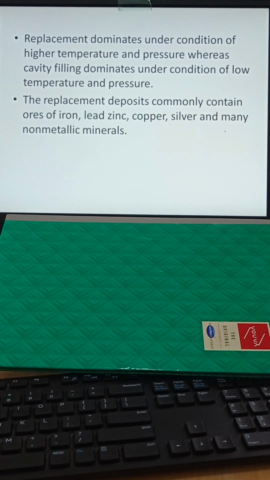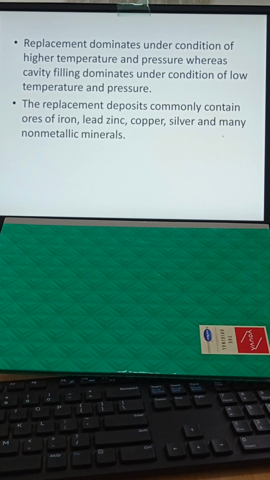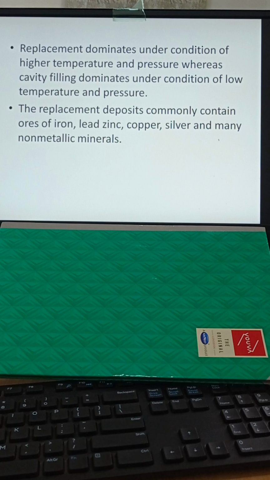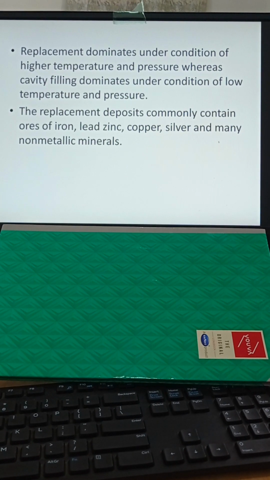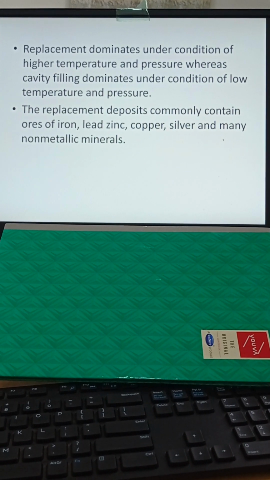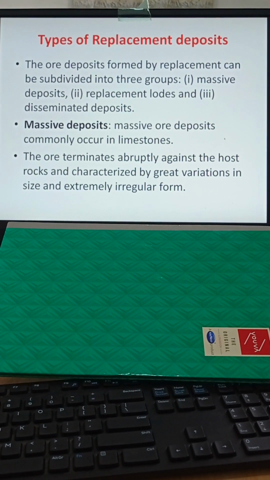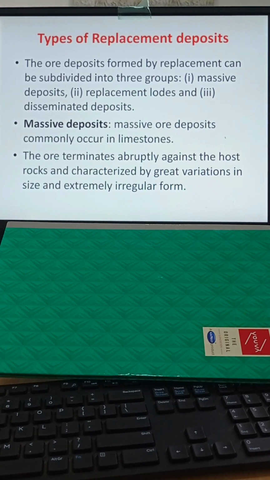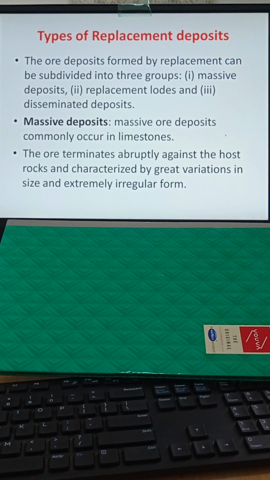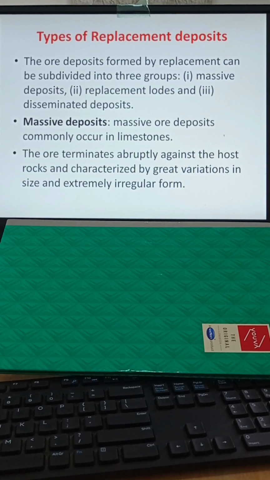Replacement dominates under conditions of higher temperature and pressure, whereas cavity filling dominates under conditions of low temperature and pressure. The replacement deposits commonly contain ore of iron, lead, zinc, copper, silver, and many non-metallic minerals. Types of replacement deposit. The ore deposits formed by replacement can be subdivided into three groups. Number one, massive deposits, replacement lode, and disseminated deposit.